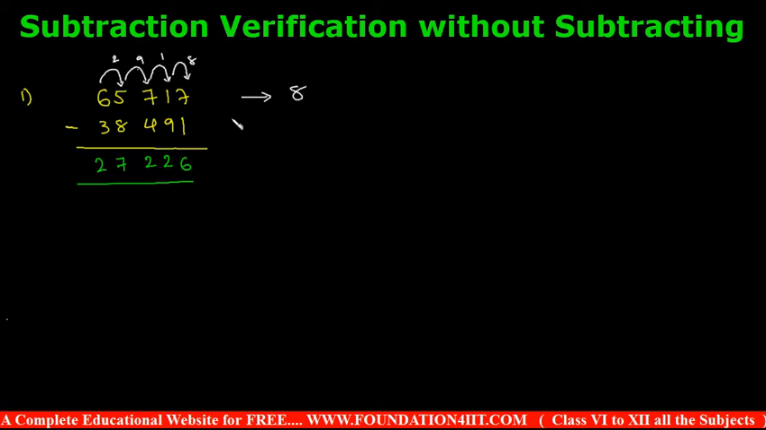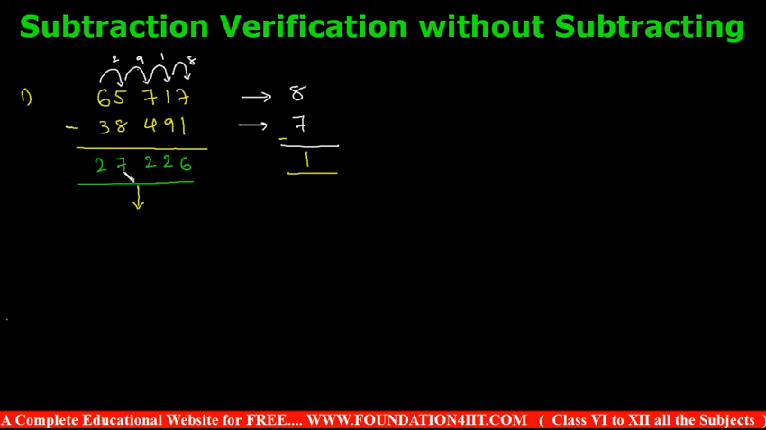If you get a double digit, add those digits again to make a single digit. Same way for 38,491. 3 plus 8 is 11, so 2. 2 plus 4 is 6. 6 plus 9 is 15, which is 6. 6 plus 1 is 7. Now subtract these: 8 minus 7 is 1. You got 1. Now if the sum of the digits of the solution is also the same 1, then we can confirm the answer is right.